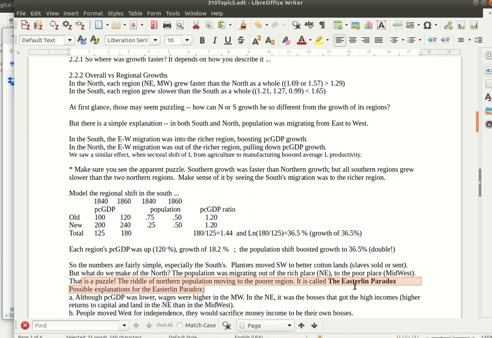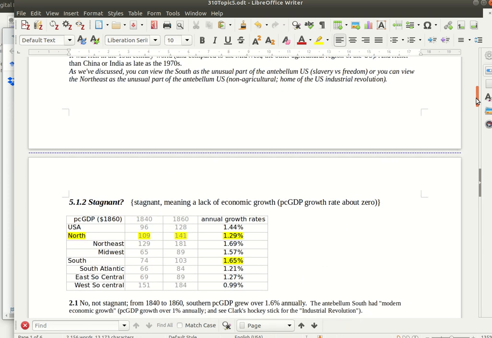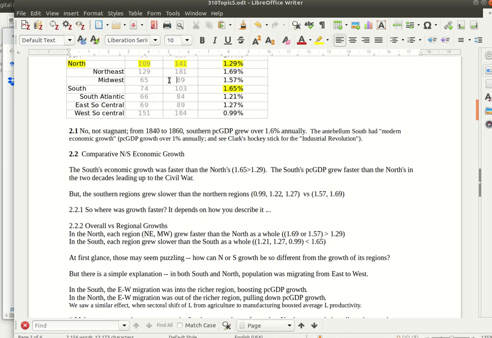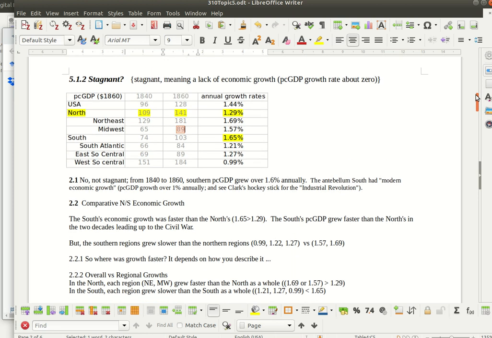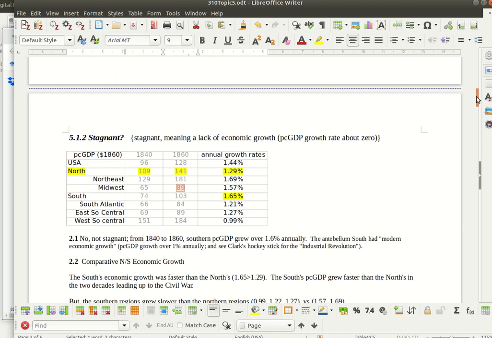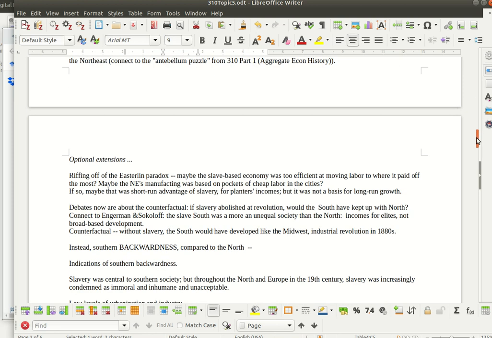The Easterland Paradox simply says, how is it that the population in the North is migrating from the richest part of the economy, one of the richest parts of the world, the Northeast, and moving out to the Midwest, which is poor? Go back to these data and look at this. Remind yourself, oh yeah, the Midwest in 1860 is the poorest region of the country. How come it's attracting all these people?